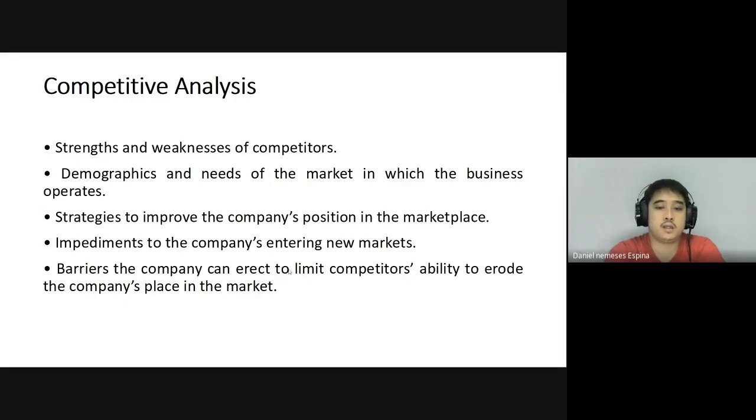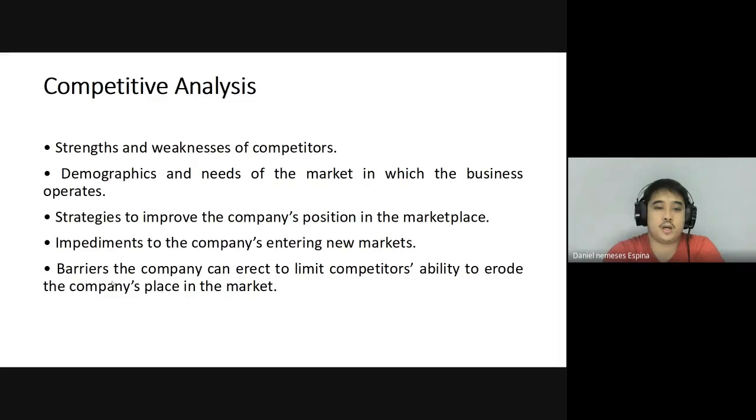Impediments to the companies entering new markets. So this is also known as the barriers to entry. Okay, so there are businesses nga dili nimo basta-basta masugdan because probably it needs a large amount of capital, or it is strictly regulated and it needs approval of SEC and other government agencies. So for example, mga mining companies or mga logging industries.